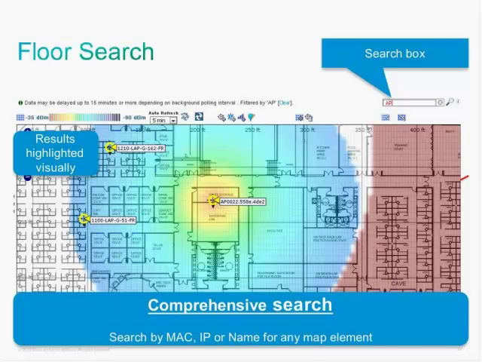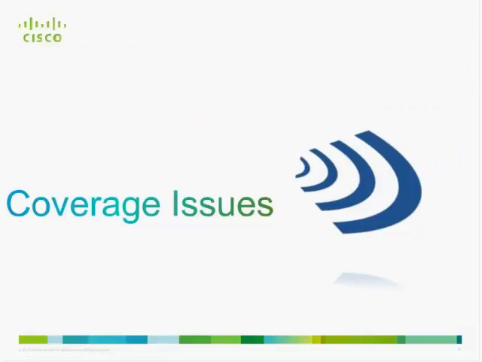And then we have the capability of searching the APs right from within the floor. So let's say even within the floor, if you have multiple APs, you can still use your map, and you can do the search for different APs. So this is a pretty comprehensive search, and you can search by the MAC address or IP or name or maybe any element within the map. So it really makes it easier to find that AP. All right, so these are the tools that can be used for troubleshooting the APs.